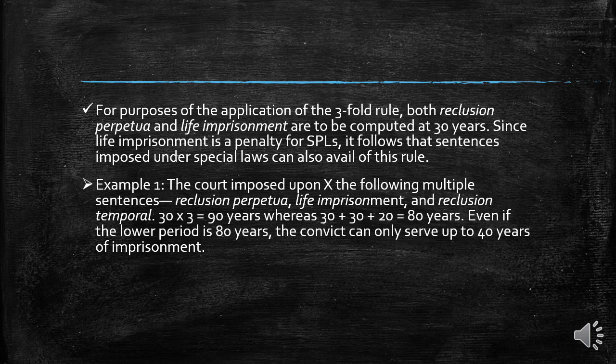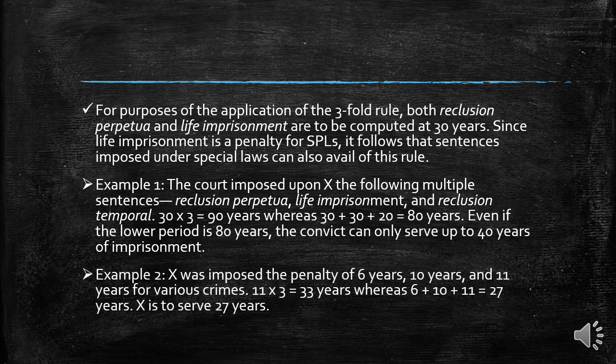Example number 2. X was imposed the penalty of 6 years, 10 years, and 11 years for various crimes. So the most severe of the penalties here is 11 years. Multiply it by 3, you get 33 years. Now compare that to the adding up of the multiple sentences, 6 plus 10 plus 11, you have a result of 27 years. Now, the lower between the two obviously is 27 years. So much so that X under the threefold rule is to serve 27 years of imprisonment.